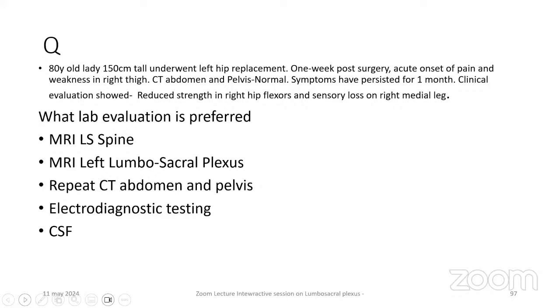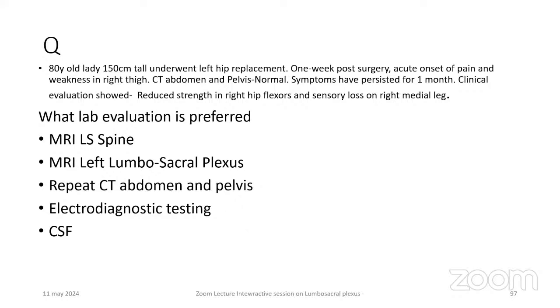Guess. CT abdomen pelvis. Yes, sir. It's for retroperitoneal hematoma, then probably repeat imaging. So actually what you are seeing is a mononeuropathy, isn't it? Yes, sir. CT abdomen pelvis is normal. So this is femoral neuropathy. So you do electrodiagnostic testing.